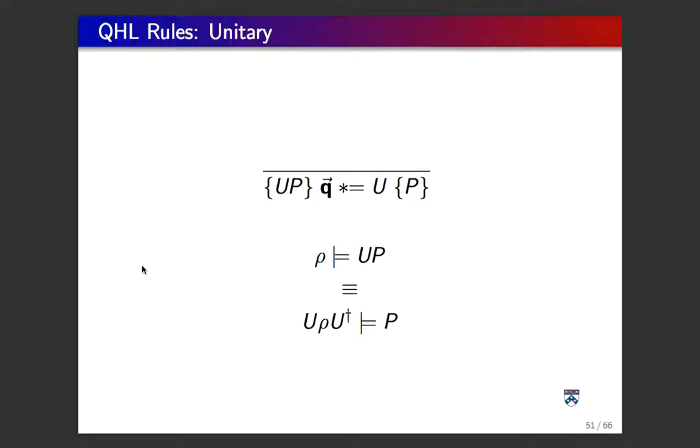That makes this Hoare rule sound a little bit tautological. What we're saying is that if applying a unitary matrix to rho makes it satisfy P, then rho satisfies UP. So I'm sort of repeating myself there. Unfortunately, UP again does not have computational content. We can't take UP and reduce it to another probabilistic expression.